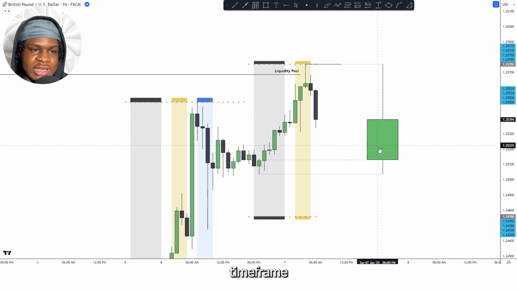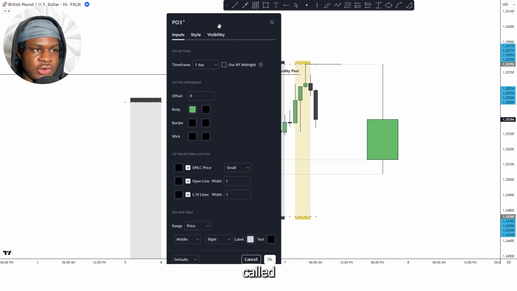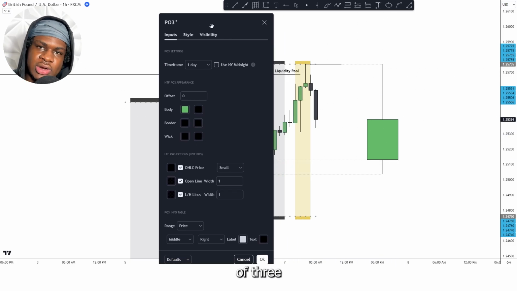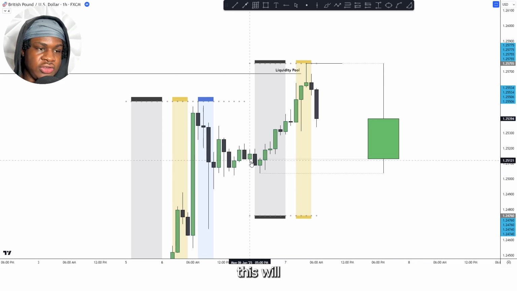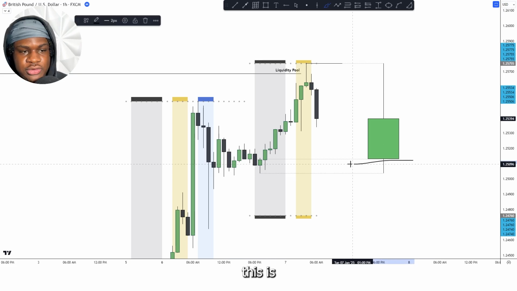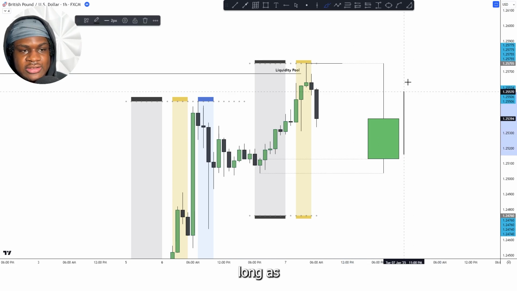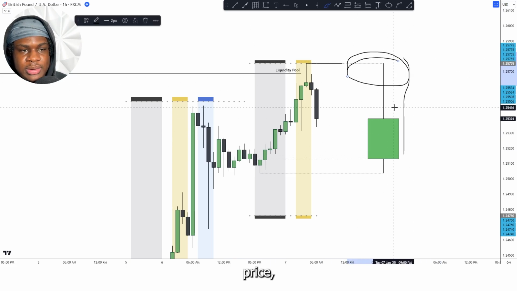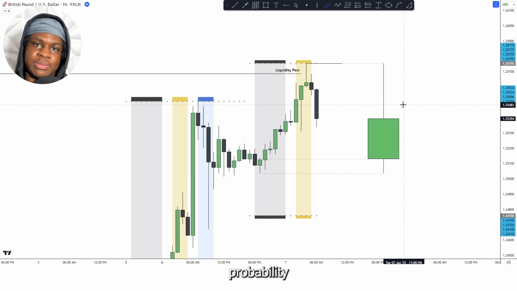I have my higher time frame indicator right here, which is called the HTF Power of 3 by 2 Degrees, and I like to use it on a daily without the midnight opening price. So this will create us that Asia open. So this is that opening price during the Asia session right here. And then we had this low here during that Asia session. Now we created this high right here. So this is where price opened. As long as I can position my short above the opening price, this would yield me the highest probability setup.